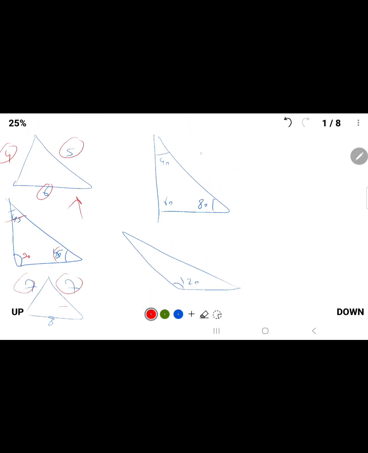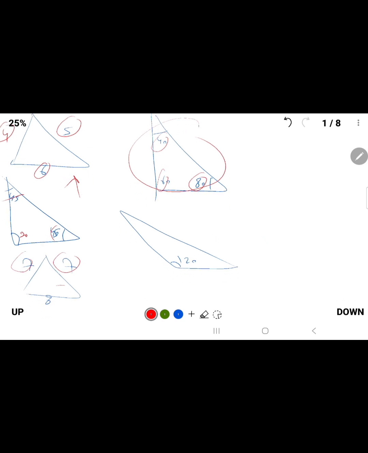In this one, this triangle is an acute triangle because you have 40 and 60 and 80. These three angles are less than 90 degrees. The last one is an obtuse triangle, because you have this angle greater than 90 degrees.